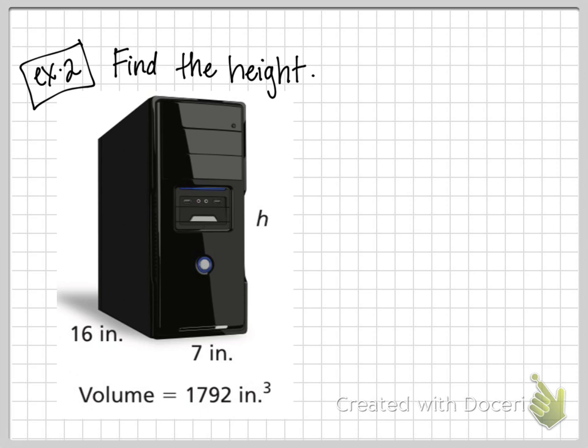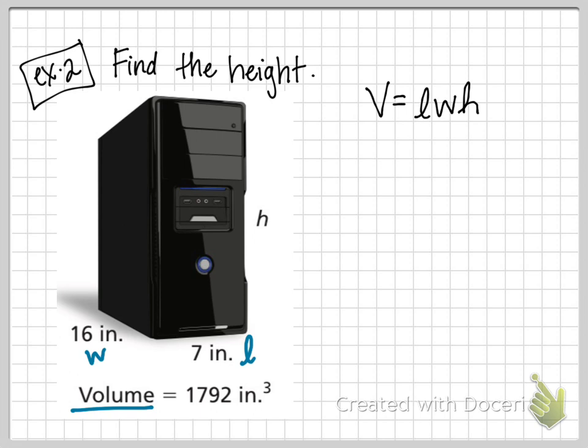All right, we've got the computer tower, and we are trying to find the height of that tower. We know the volume, we know the length, and we know the width. So here's what we're going to do. Start with our formula. Volume equals length times width times height. Now we know the volume. We know the length. We know the width. We're going to solve for the height.